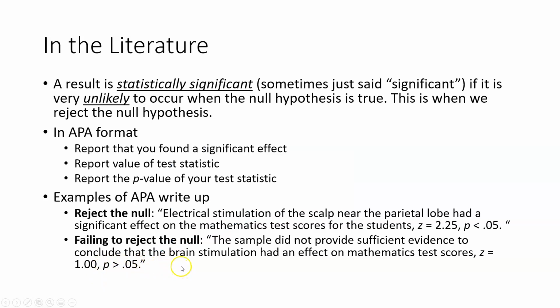The other thing I want you to note in this example is that in the second case where we failed to reject the null, we did not say the brain stimulation didn't work. We said the sample did not provide sufficient evidence to conclude that it worked. So again, we're failing to reject the null. We're not accepting that there was no effect.